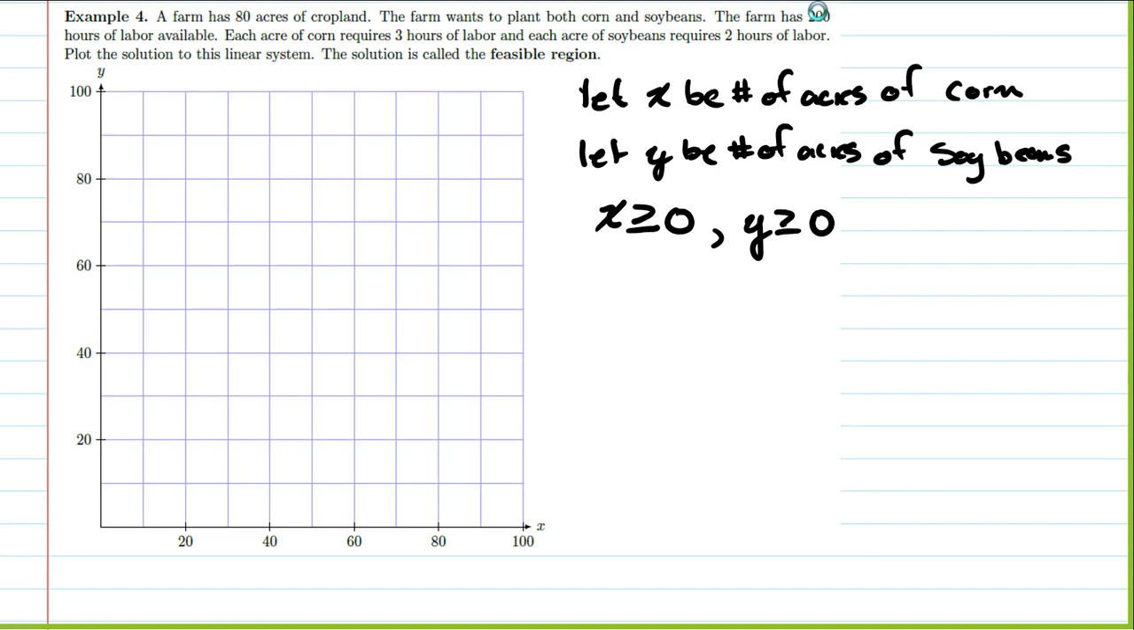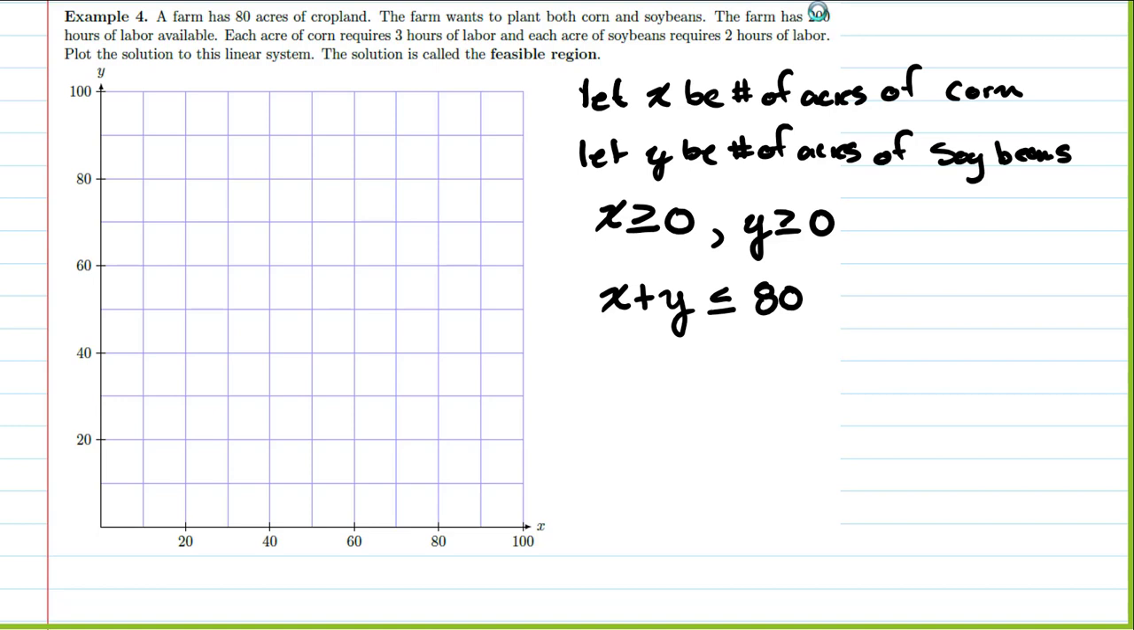So then what else do we know? Well, how much farmland do we have available? 80 acres, right? So the number of acres of corn plus the number of acres of soybeans has to be less than or equal to the total amount of cropland that is available. So between the two of them, we can't plant more than 80 acres.